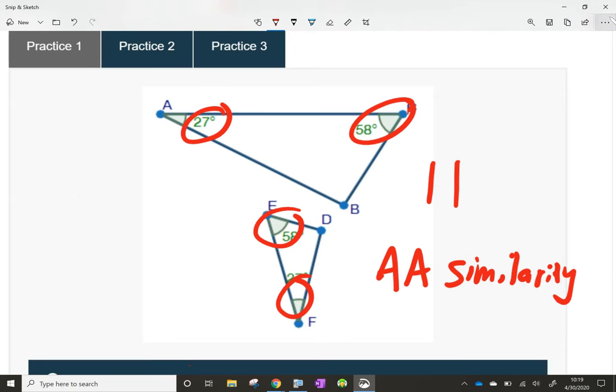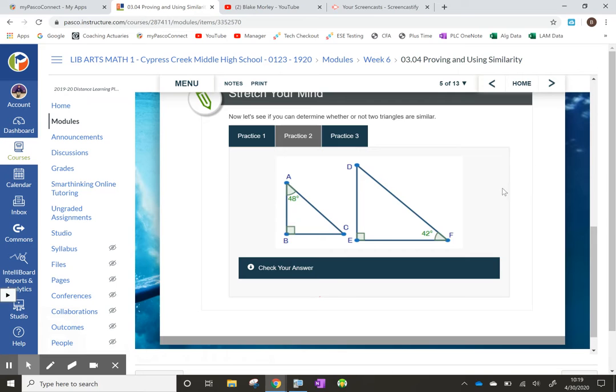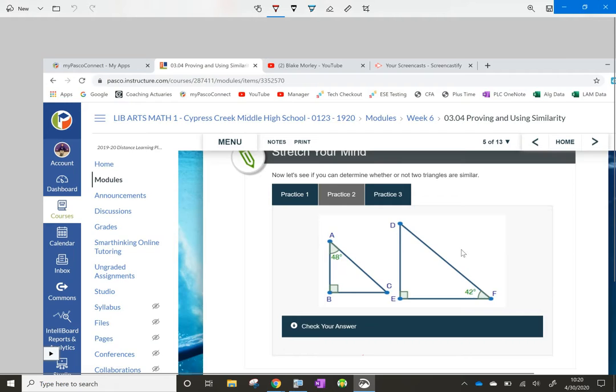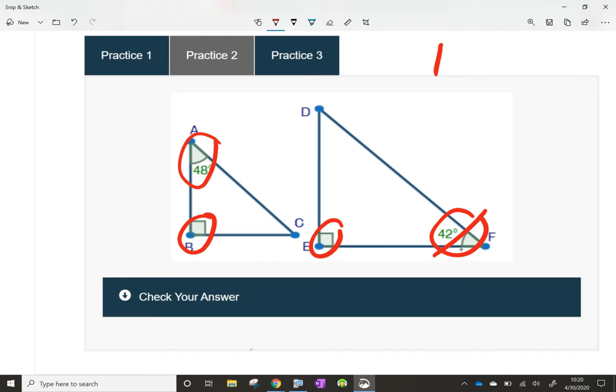So not a hard problem, that one, because it gave us pretty much all the information we needed from the beginning. But if we look at this example, it's a little bit different. We notice right away, of course, they do have one pair of matching angles. That's the 90-degree angle, right? So they have one matching pair. But you might think that they're not similar because the 48 does not match the 42, right? So they don't have a second matching pair. But you'd be wrong in thinking that that's all you'd have to do.